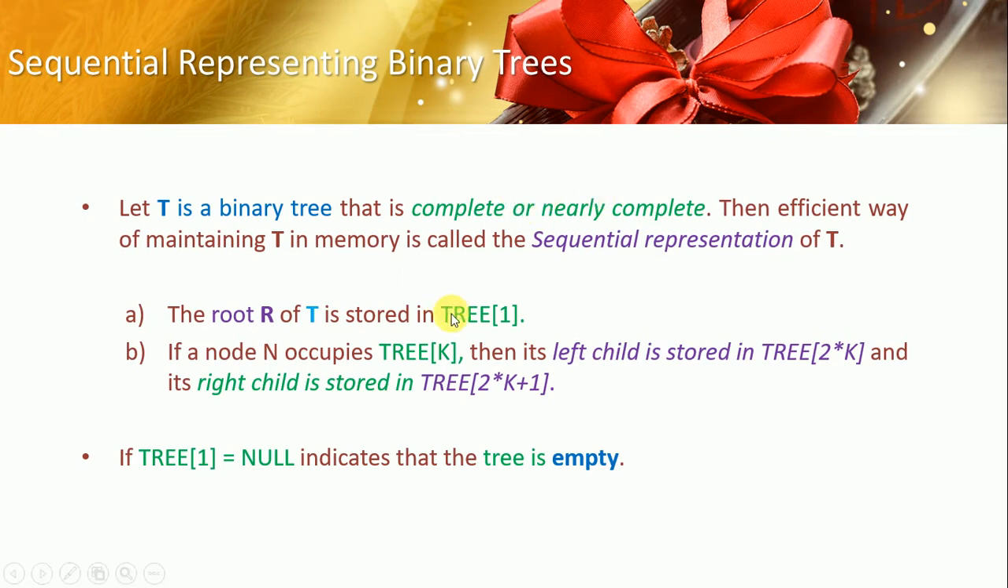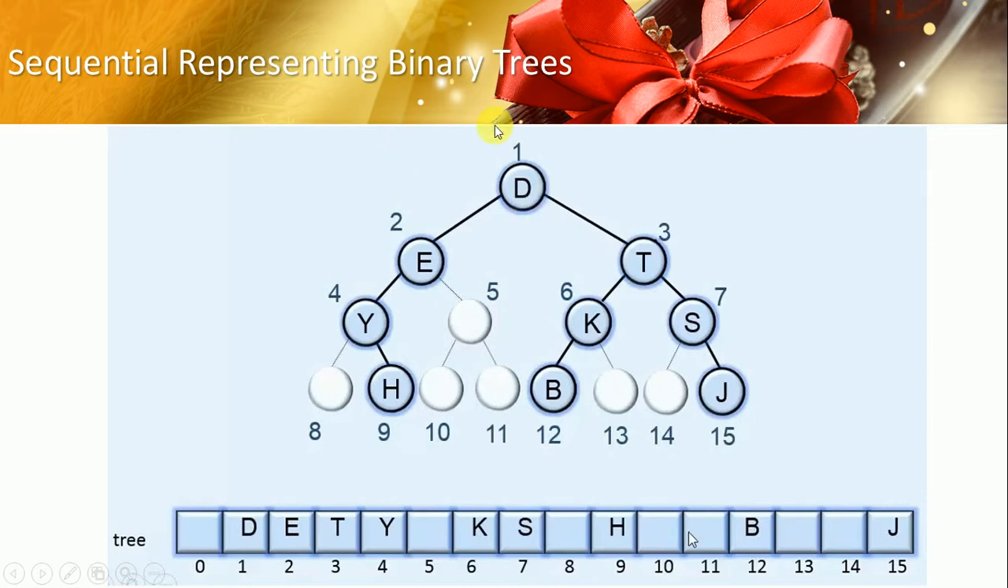For this we have a TREE, which is the name of the array in which we are going to store the data of the tree. TREE[1], the first position, will contain the root node. Then for TREE[K], the left child is stored in TREE[2K]. Here K is the location of the node, multiplied by 2, which will contain the left child. The right child is stored at K multiplied by 2 plus 1. If TREE[1] is equal to NULL, that is, if the first node is null, it indicates that the tree is empty. Now we are going to see this in the diagram.